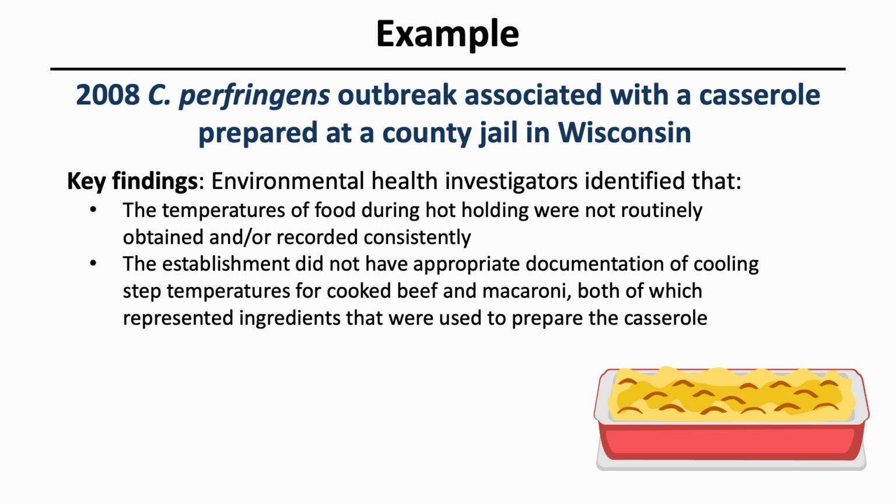For example, in a 2008 C. perfringens outbreak associated with a casserole prepared at a county jail in Wisconsin, during a review of records, environmental health investigators identified that the temperatures of food during hot holding were not routinely obtained or recorded consistently, and the establishment did not have appropriate documentation of cooling step temperatures for cooked beef and macaroni, both of which represented ingredients that were used to prepare the casserole.